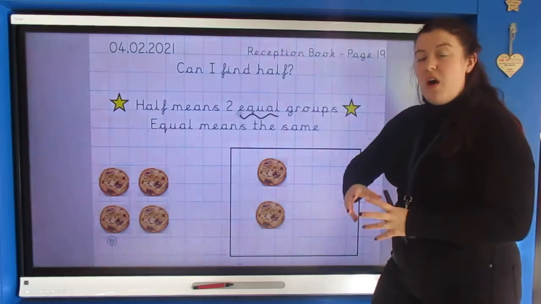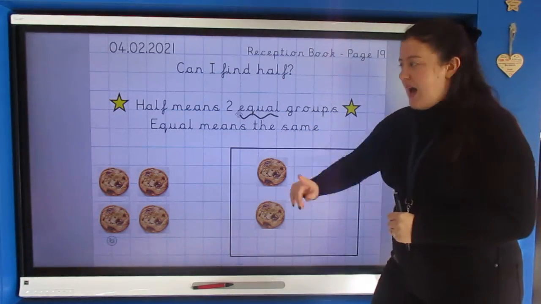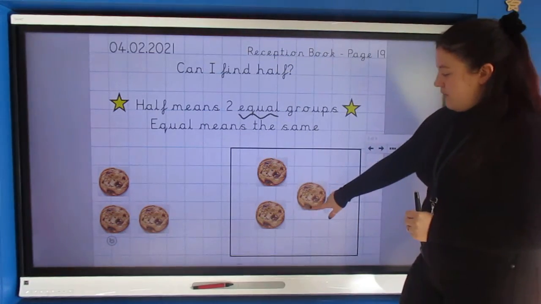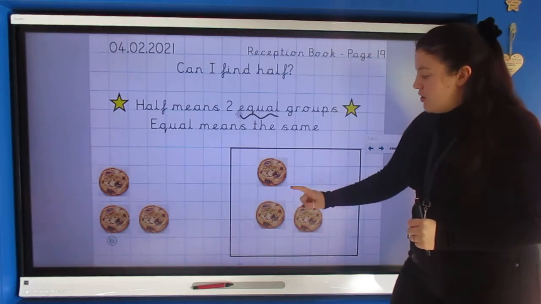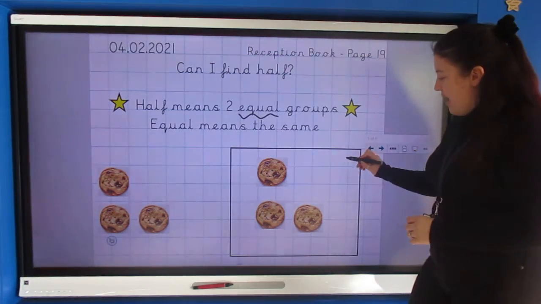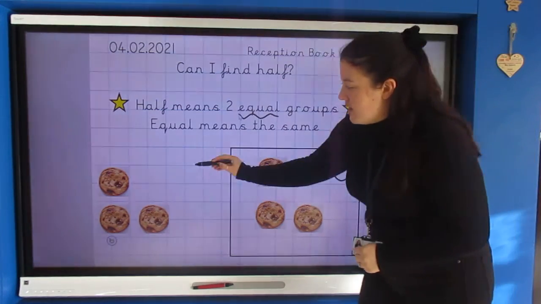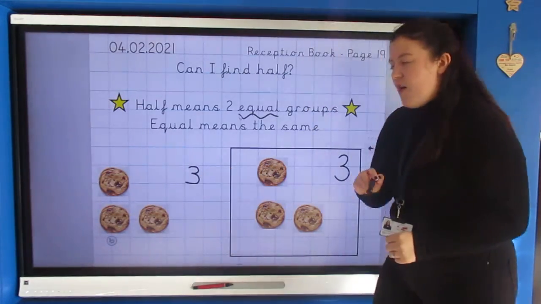And I need to put half of them away. I need to have the same in the biscuit tin as on the side. So let's move one more. How many have I got now in the tin? 1, 2, 3. I've got 3 biscuits in the tin. How many have I got on the side? 1, 2, 3. And I've got 3 over there.